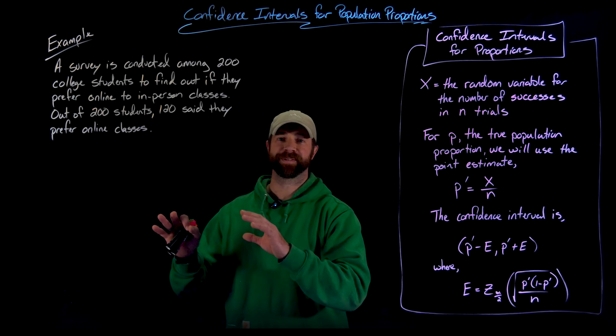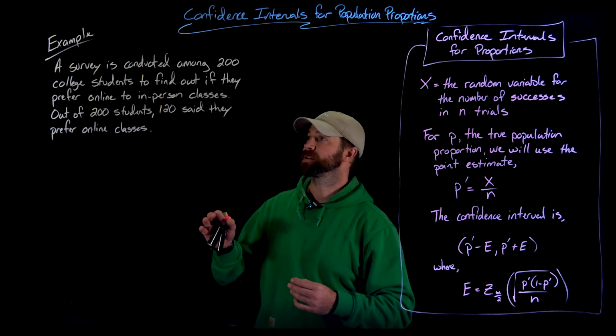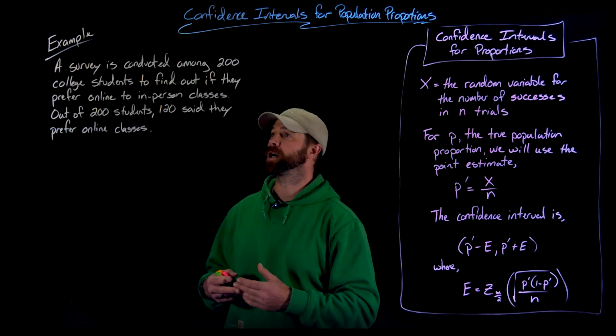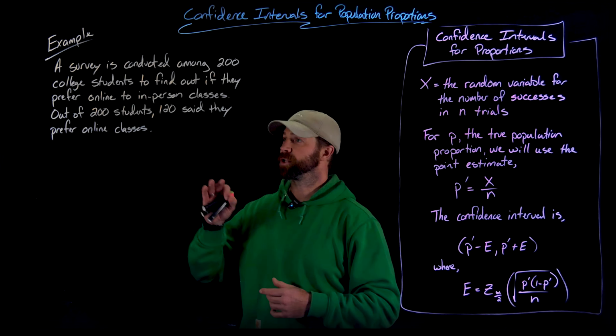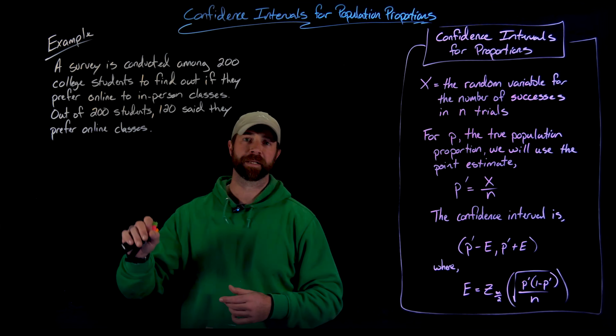Let's get right into an example to make all of this seem a lot more simple in our minds. We have a survey that is conducted amongst 200 college students to find out if they prefer online to in-person classes. Out of the 200 students, 120 of them said that they prefer online classes.